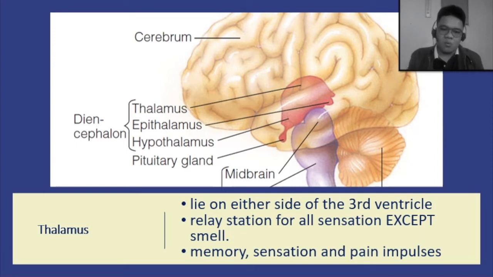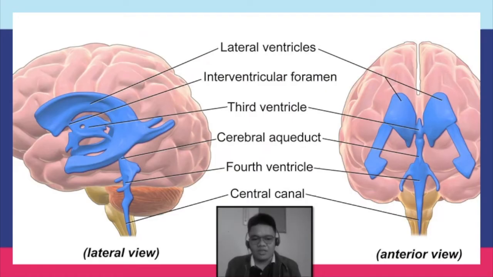Furthermore, it is also where the memory, sensation, and pain impulses pass through. So meaning class, your memory, sensation, and pain impulses would be affected if ever there is a damage on the thalamus.